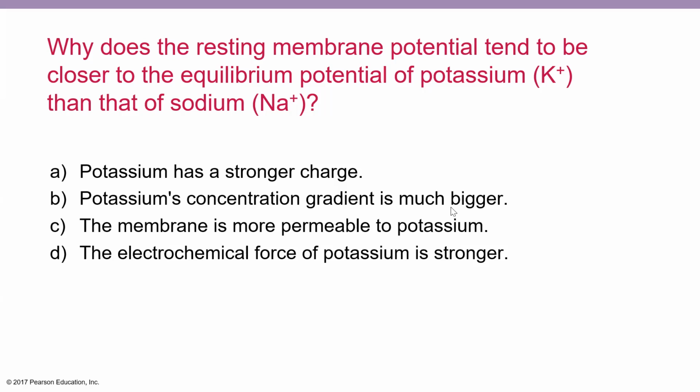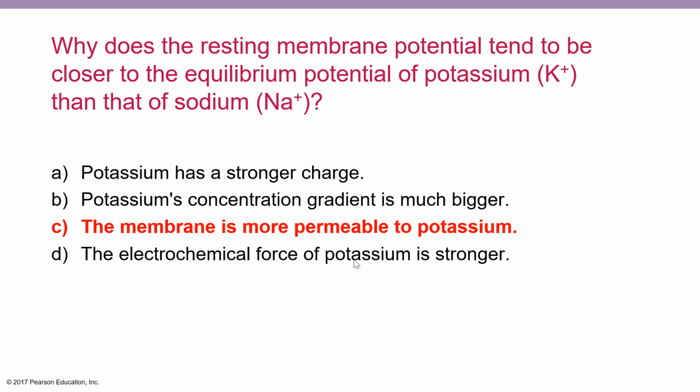And so overwhelming response for C, which is correct, that is because of the differing permeabilities. The fact that the membrane is 25 times more permeable to potassium than it is to sodium, okay? So there's more free movement of potassium. Although it has weaker force, there's more opportunity for potassium to move. And so what the cell looks like at rest is going to more closely mimic potassium's equilibrium potential just because it has more opportunities to move through the cell membrane. Okay. All right, so the correct answer here was C.